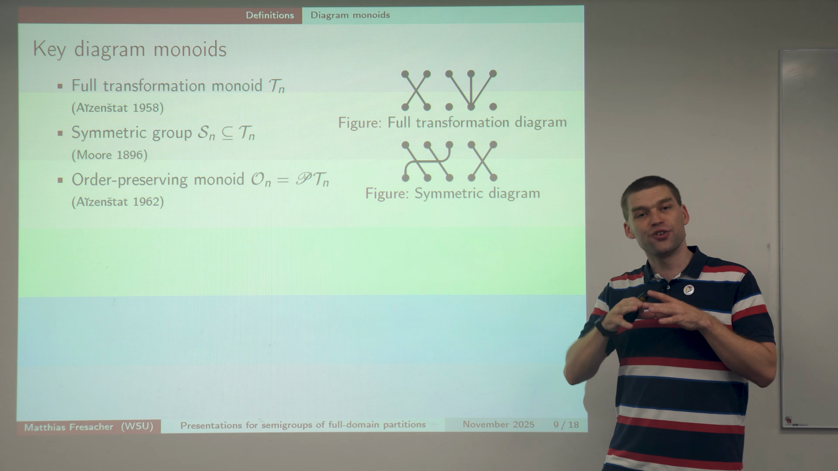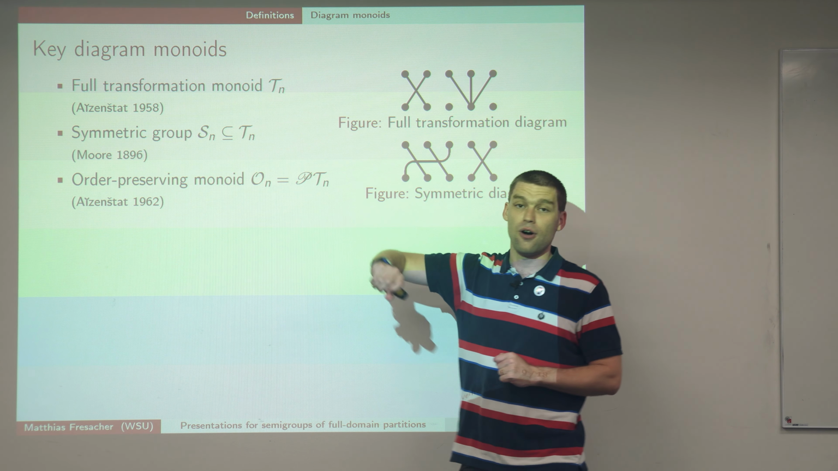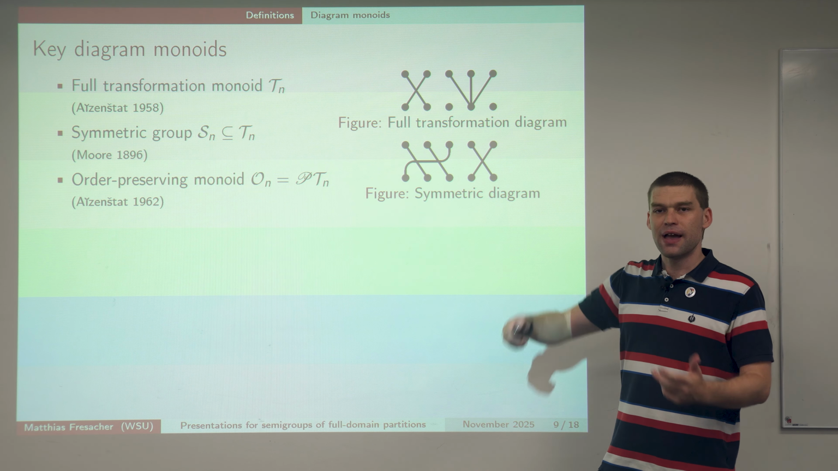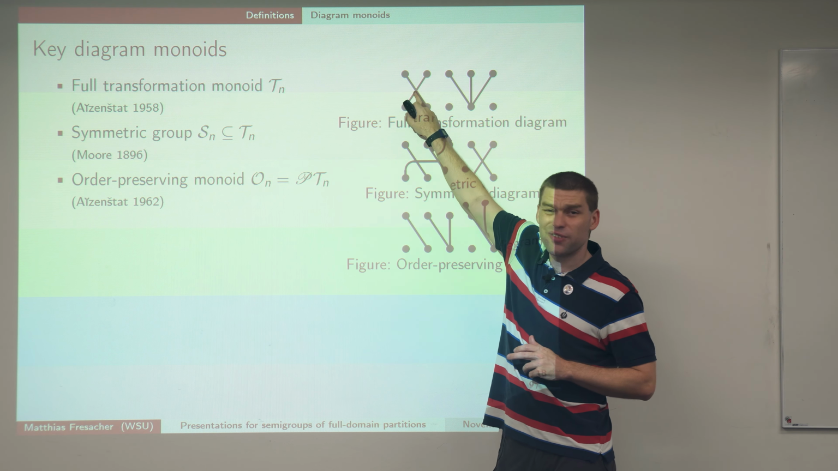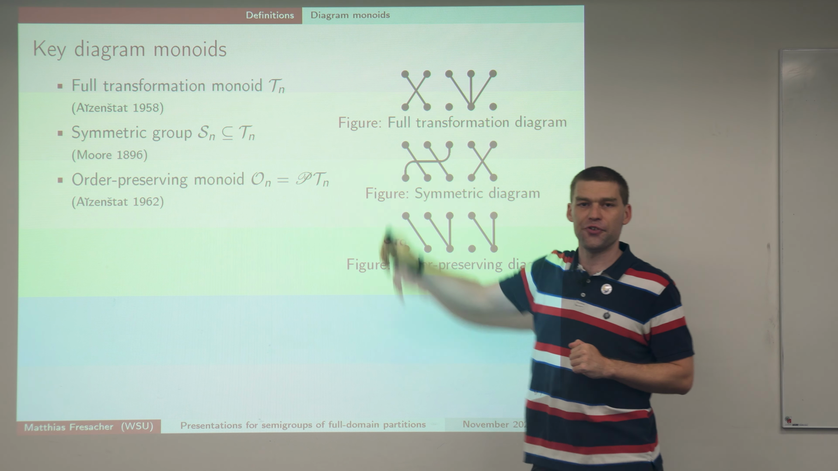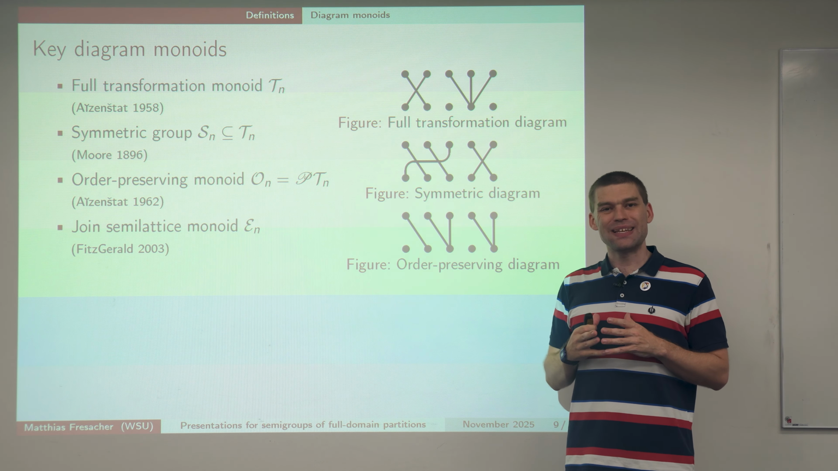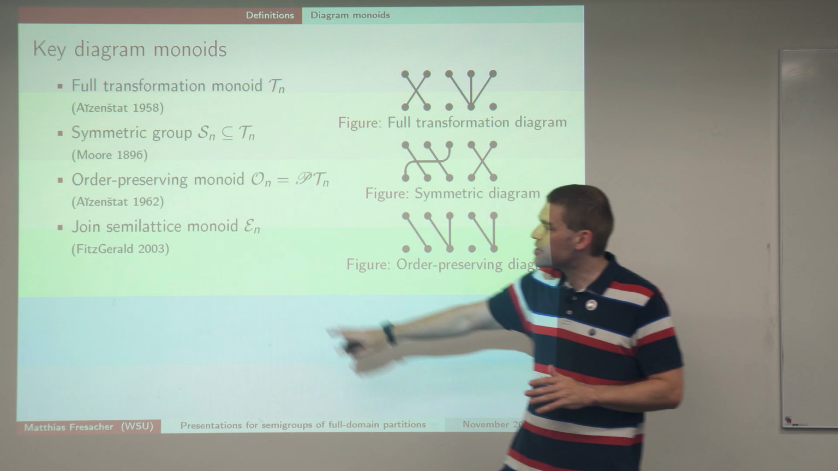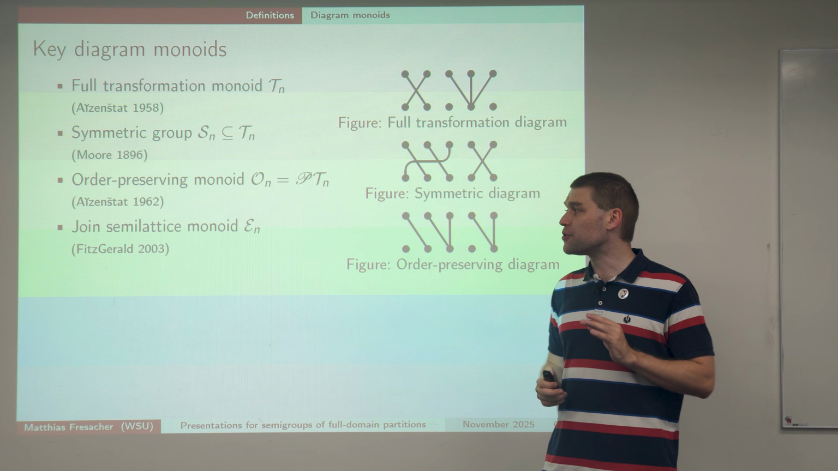And we're also going to need the notion of an order-preserving monoid, On, which is actually the planar part of our full transformation monoid. And this makes sense because every time we cross an edge, well, that's precisely when the order is not preserved. We will need a joined semilattice monoid, En, where semilattice is just a particular type of semigroup, a fairly basic one that I'm not going to define.